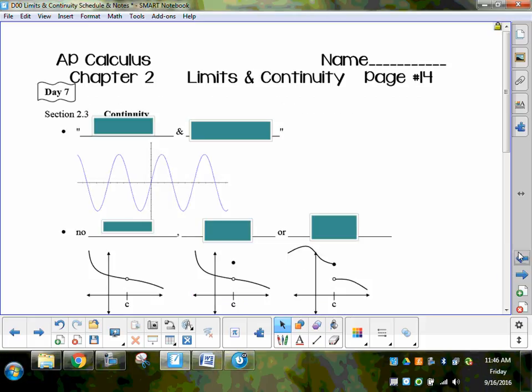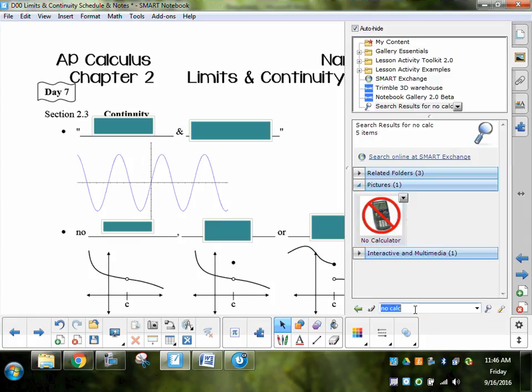Hang on, let me see. I think I typed it out. What he said was correct. The left-hand limit is equal to the right-hand limit.